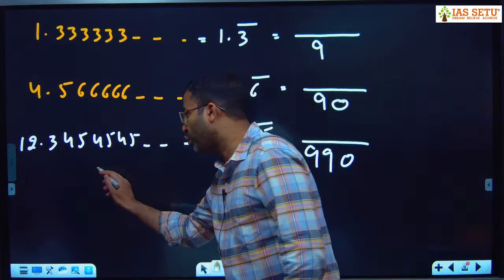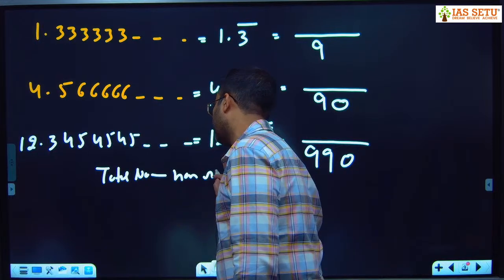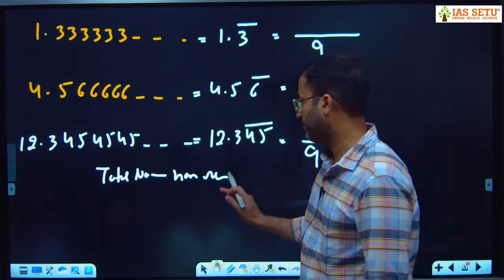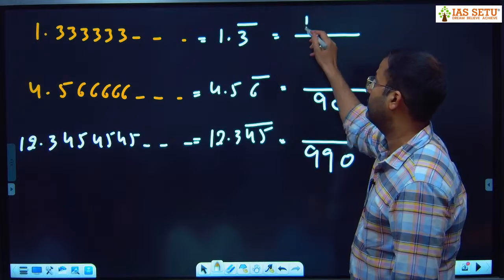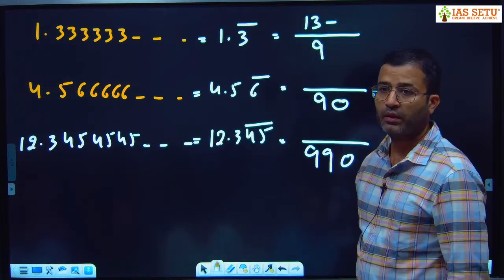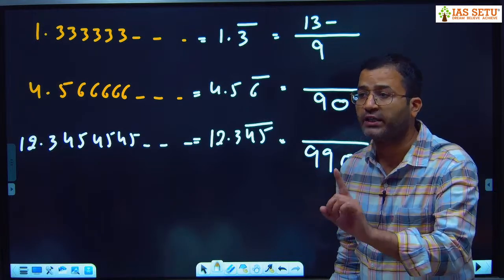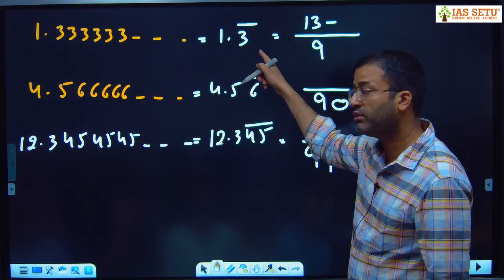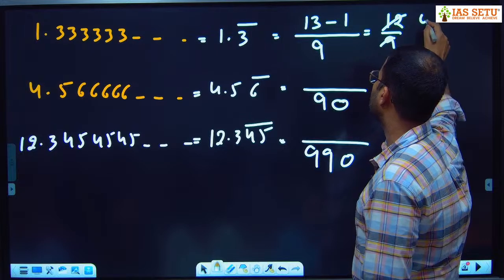Numerator is total number minus non-recurring part, which we saw in type 2. But here you have to be careful. Total number here is 13. But what is non-recurring? 1. The digit before the decimal does not repeat, the digit after the decimal repeats, minus 1. So your answer is 12 by 9. So it is 4 by 3.